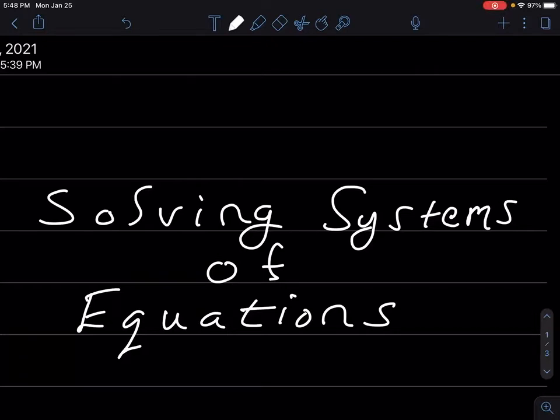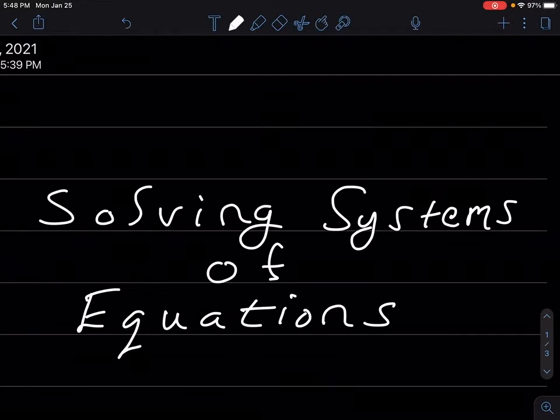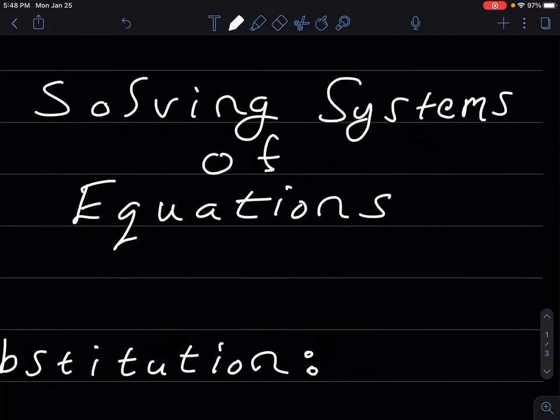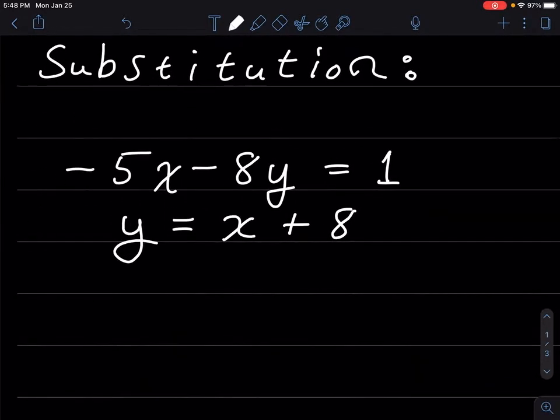This short video will show you how to solve a system of equations using substitution and using elimination. So remember, a system of equations consists of two equations that have the same variables, x and y. So if you can get one equation that has only one variable, well, then you could solve for that variable.